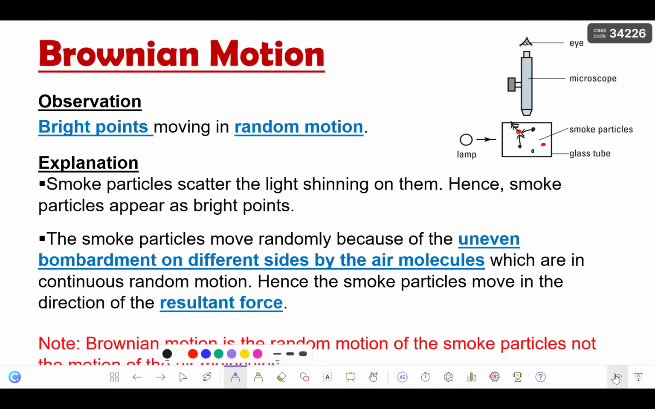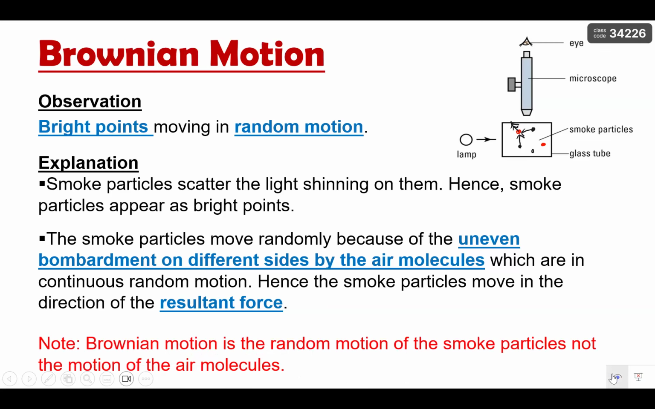Okay, just take note that when we talk about Brownian motion, it's really about what we can see. We couldn't see the air particles because the air particles are transparent. When light passes through them, it will just go through. No light will be scattered or reflected into your eyes. So you don't see the air particles, but you do see the smoke particles. The smoke particles are actually carbon particles.